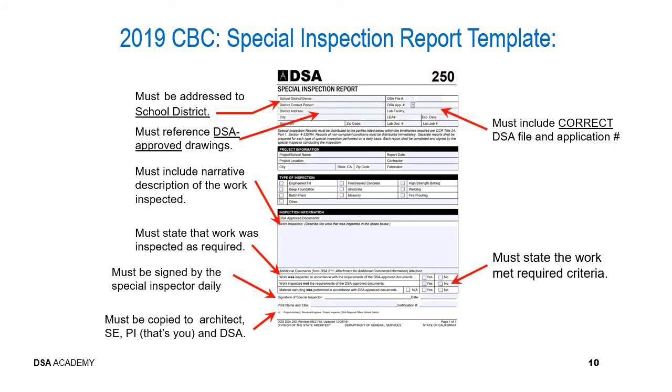basis and needs to be copied to the architect, structural engineer, project inspector, as well as DSA. And lastly, it needs to state that the work met the required criteria, whether it's conforming or non-conforming. A lot of these forms can be found in the Administrative Resources tab that's included as part of this course. And then also, of course, these can be found on the DSA website. And again, this is just a template. It's not a mandatory form. It's not like the verified reports 291, 292, and 293 that are mandatory and have to follow that format.